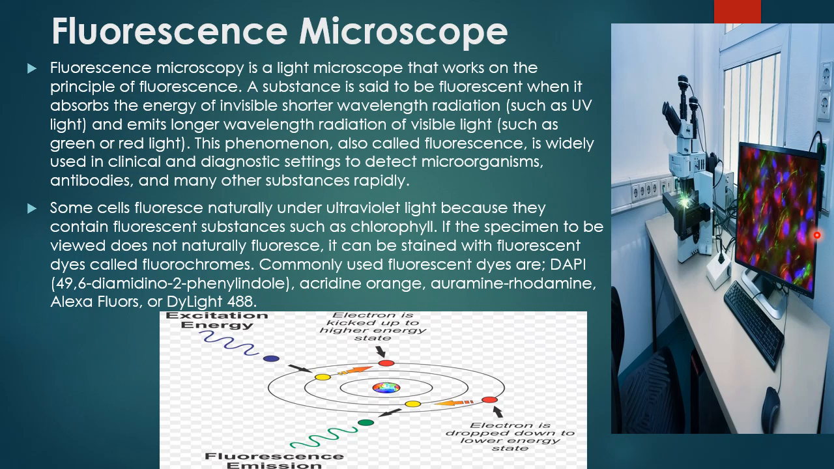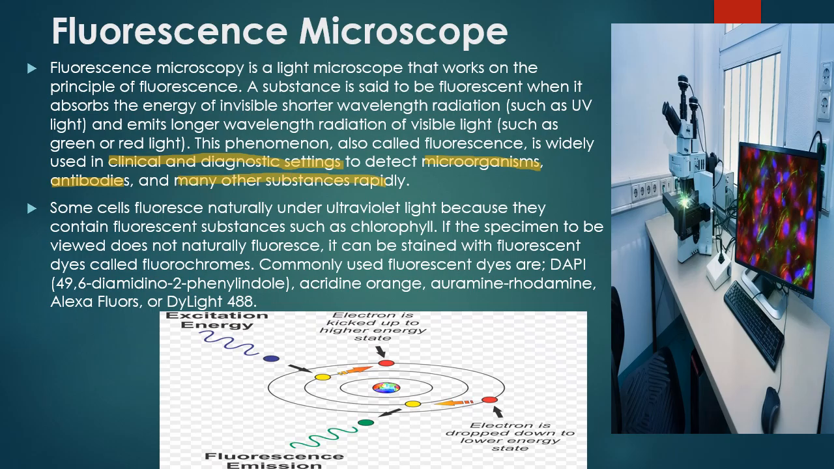It is also used to study the internal structures, and mostly we use this fluorescent microscope in clinical and diagnostic settings. Mostly we use them to detect microorganisms. We also use them for detecting antibodies, like autoimmune antibodies which cause autoimmune diseases. And apart from that, yes, we can also detect many other substances rapidly.